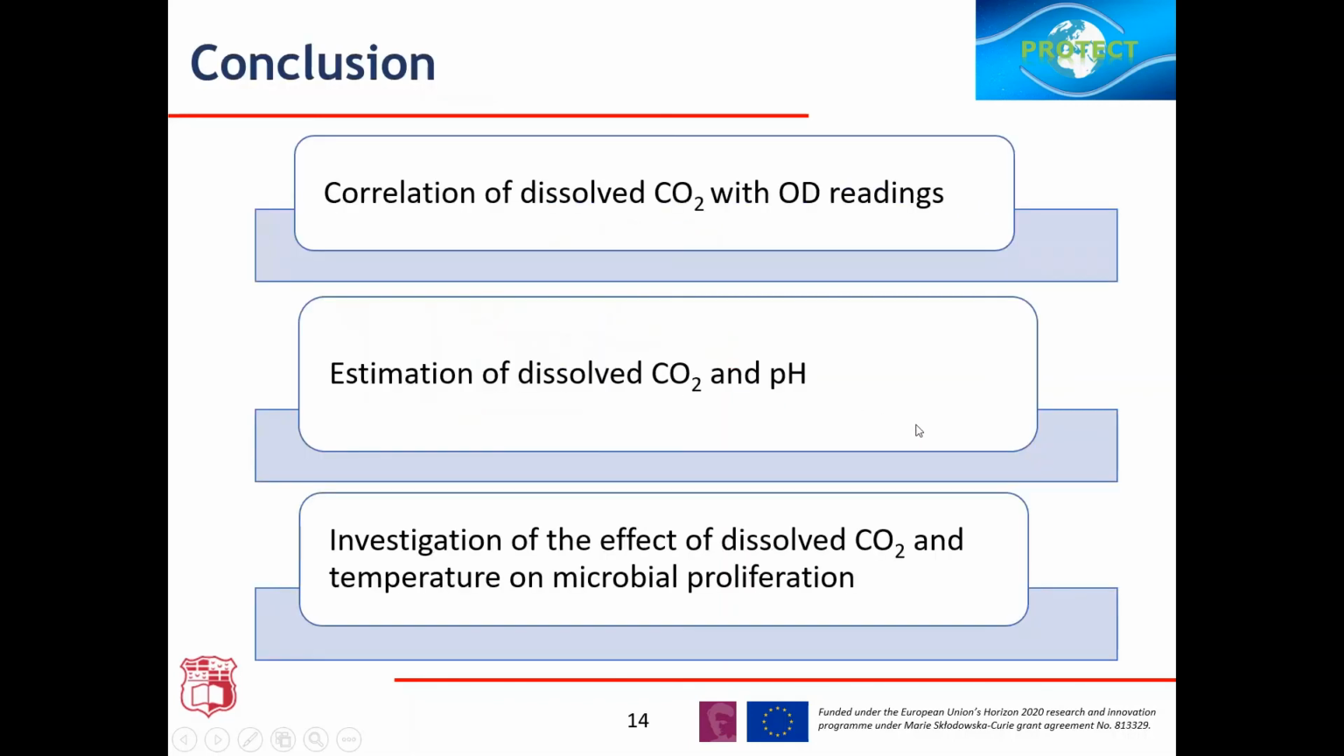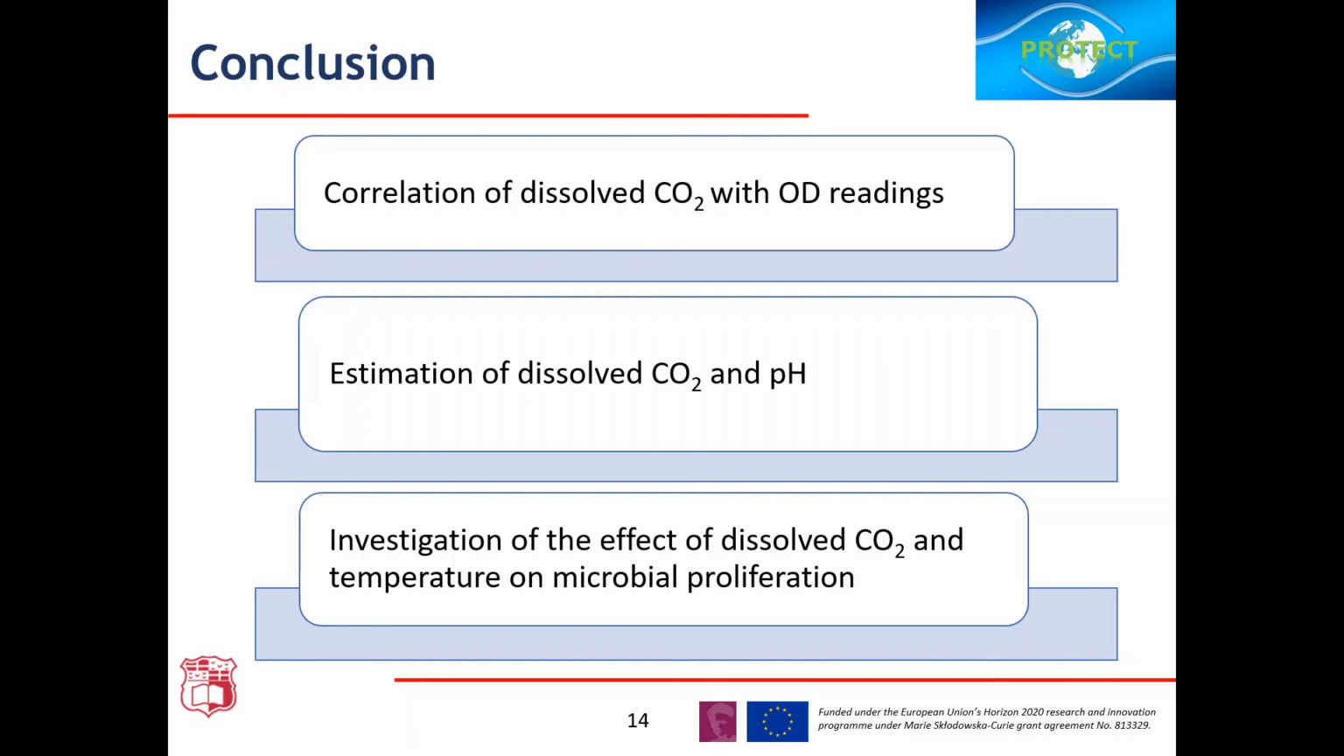This study concludes that we can correlate the dissolved carbon dioxide with OD readings. We can estimate the dissolved carbon dioxide and pH values, and finally, this study will be conducted at different temperatures because now we have done it only at 37 degrees. We will use the prediction data for carbon dioxide emission and temperatures, and we will investigate the effect of various climate scenarios, as expressed in temperature and dissolved carbon dioxide, on microbial proliferation.